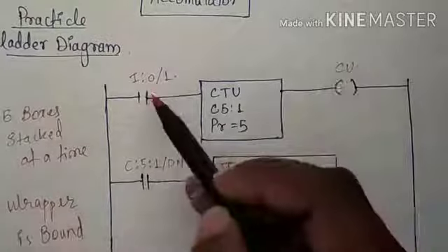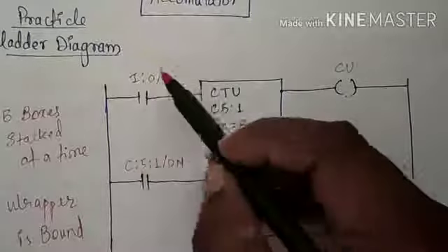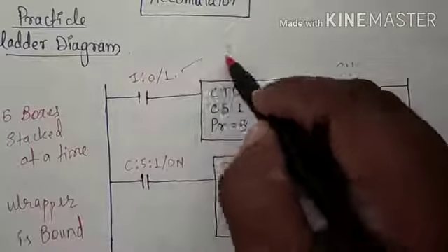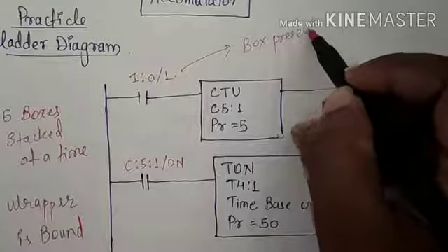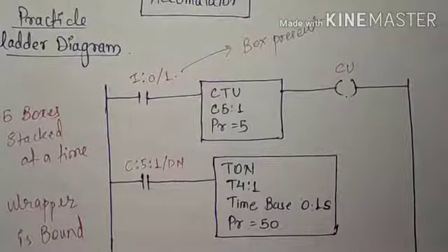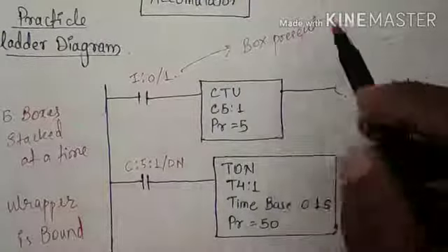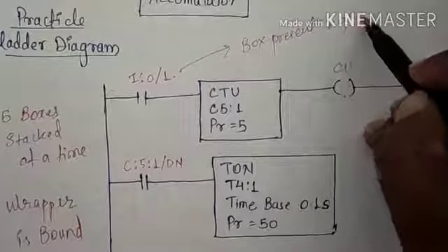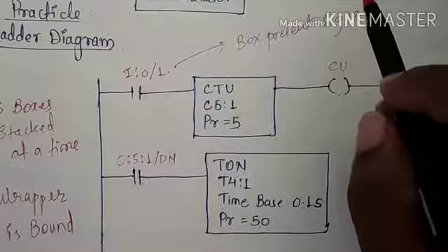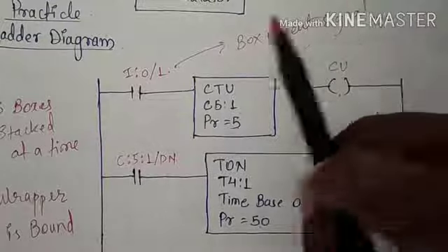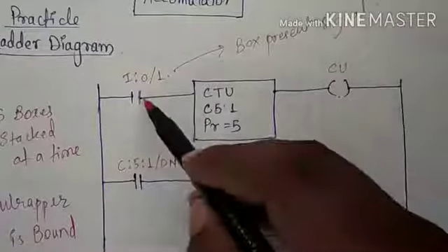And this is the input. With this input, what are we doing? It will denote the box present signal. It is denoting a box present signal, meaning when the box comes before the sensors, this input is used. So the box present signal is denoted with this input.